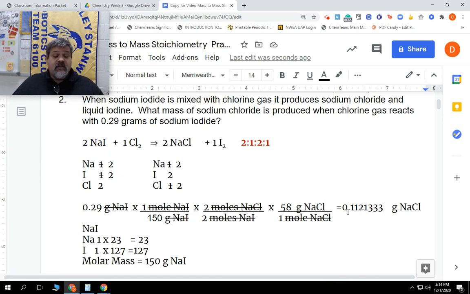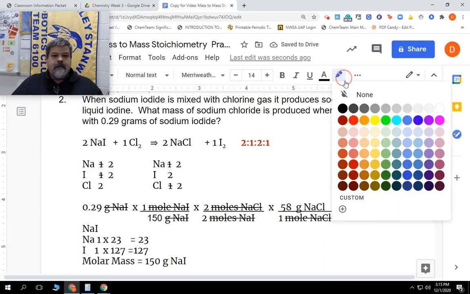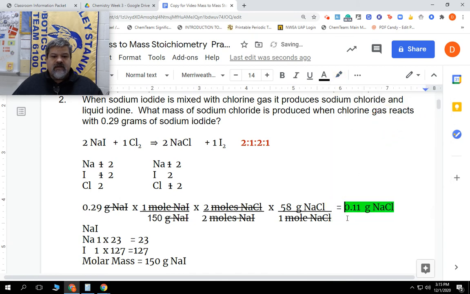Well, we're not done because we have to make sure we're in the correct number of significant figures. So if we go back to the original problem, here it is right here. Here's our number. I have how many significant figures? Is it 3? Nope, it's not 3. It's only 2. Okay, so it's only 2 significant figures. So when we have 2 significant figures, we have to go down here and put 2. So we drop all that off. So we're going to get rid of all that. So our answer is going to be 0.11 grams of sodium chloride. Once we get that, we can go ahead and highlight it. And that should be our final answer.